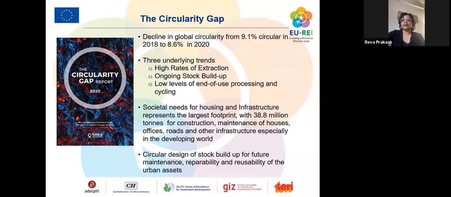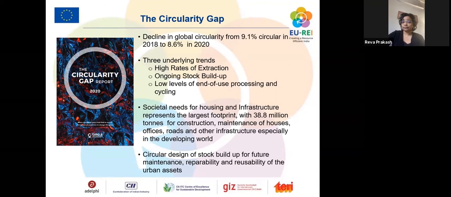Another thing, in terms of talking about resource use and resource consumption globally, there is a group called Circle Economy, and they come out with the Circularity Gap reports. They've been doing this for 3 years now. And in 2020, they came out with a global circularity report, which said that as compared to 2 years earlier, there has been a decline in global circularity. They also identified some underlying trends for it.